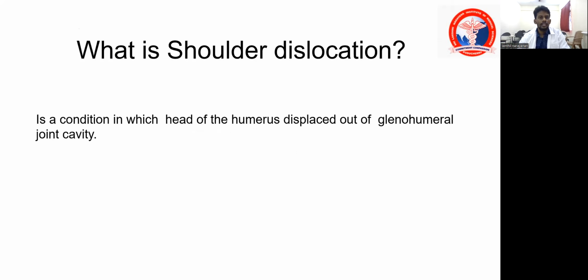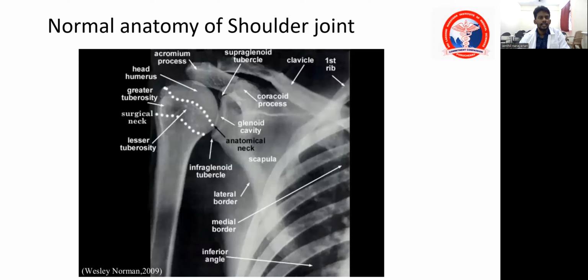What is shoulder dislocation? It is a condition in which the head of the humerus is placed out of the glenohumeral joint cavity. This is called as shoulder dislocation. We'll see about the anatomy of shoulder joint.